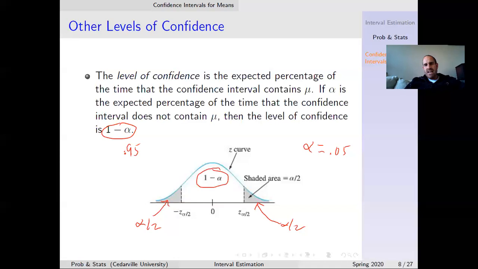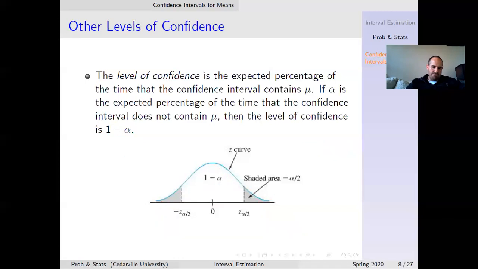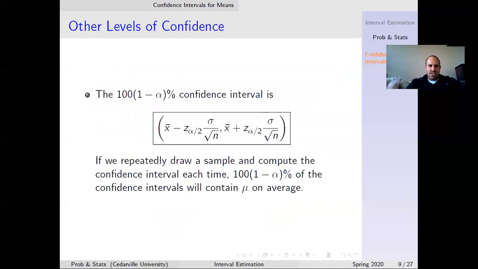What do you think is going to tend to happen to our interval when we do that? If I raise the level of confidence, then my interval's got to get bigger. You know what I mean? The interval's got to get bigger because then that will make me more confident that my random intervals will contain the population mean. Okay? So let's see here. The 100 times 1 minus alpha percent confidence interval is given by that.